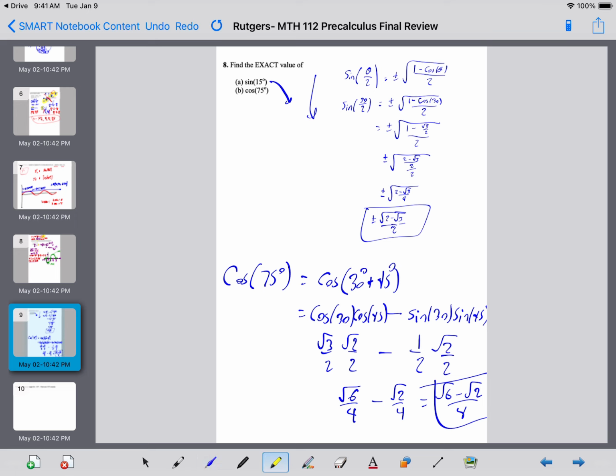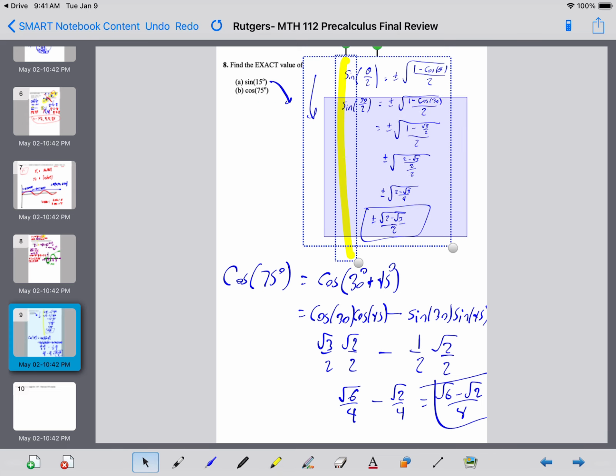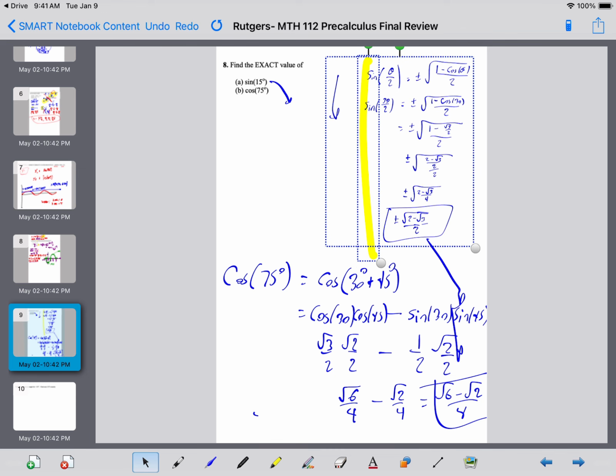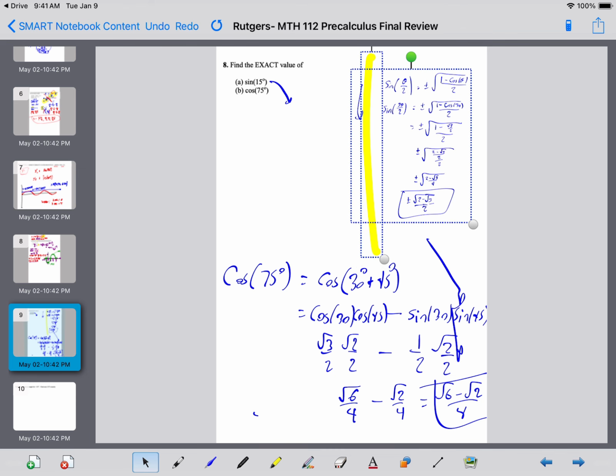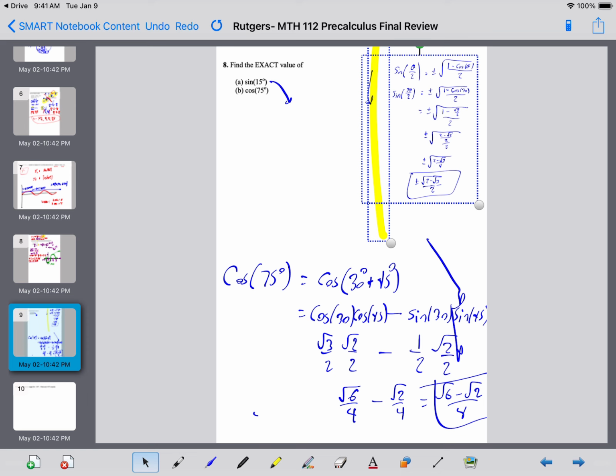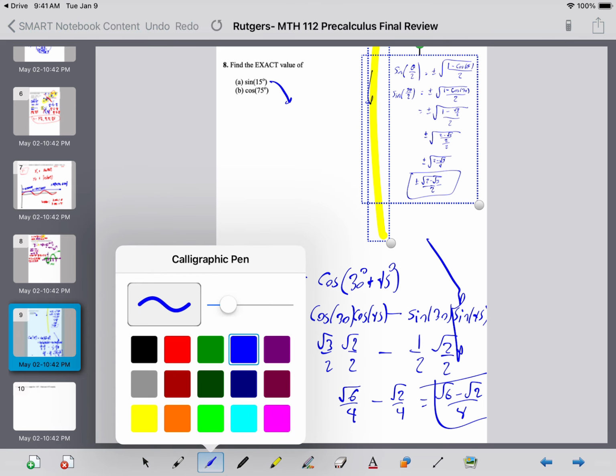So we did use the half angle formula here, but I'm pretty sure if you use your sum and difference, you would get the same answer as this. I'm sure there's a way you could manipulate this to be the same. I'm not quite sure. So, because that's two solutions, let's use our sum and difference formula.